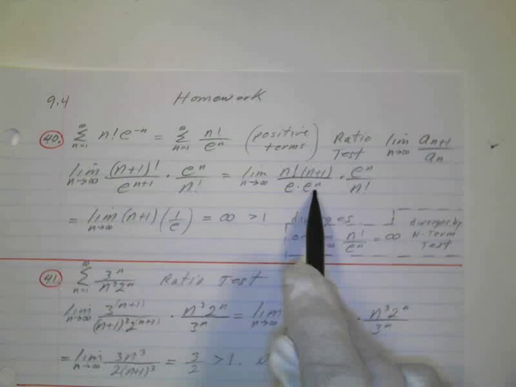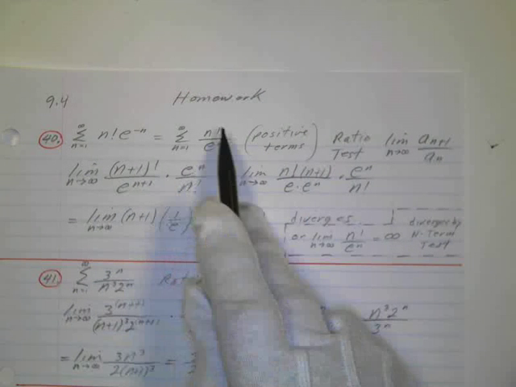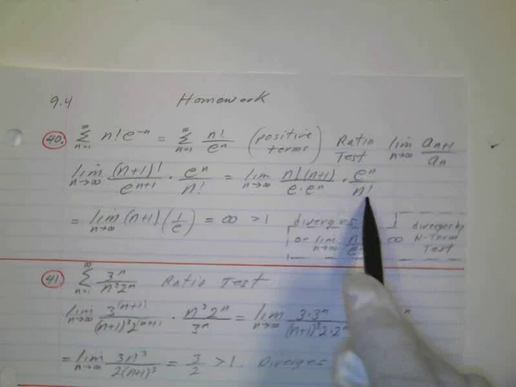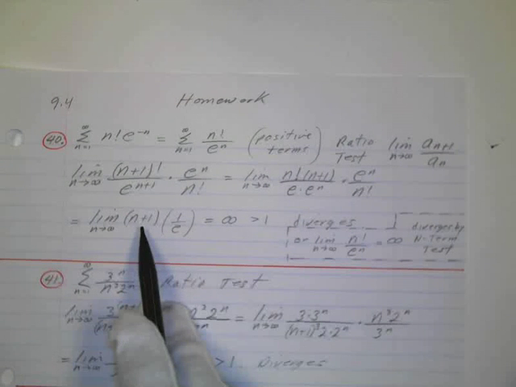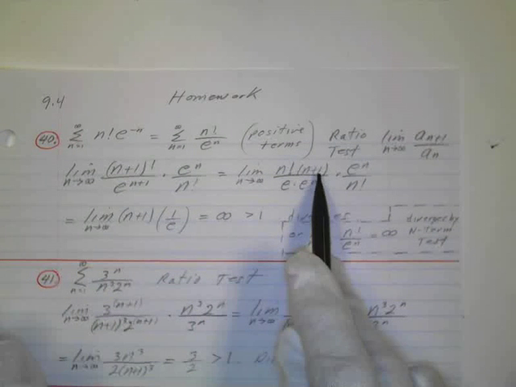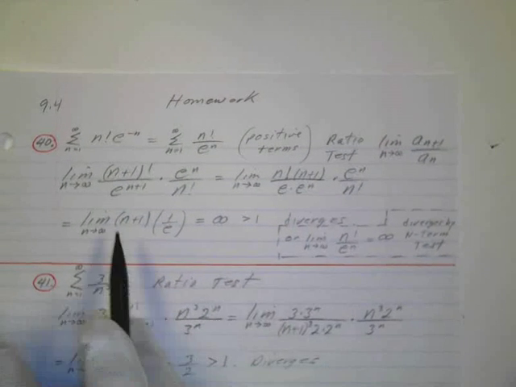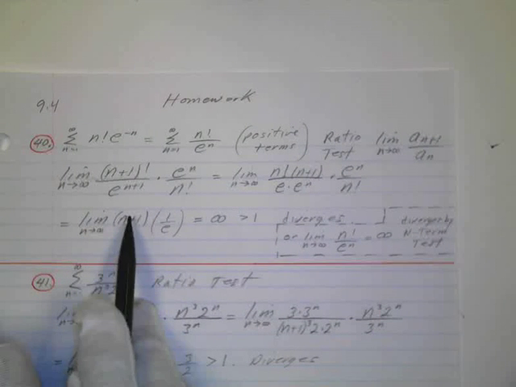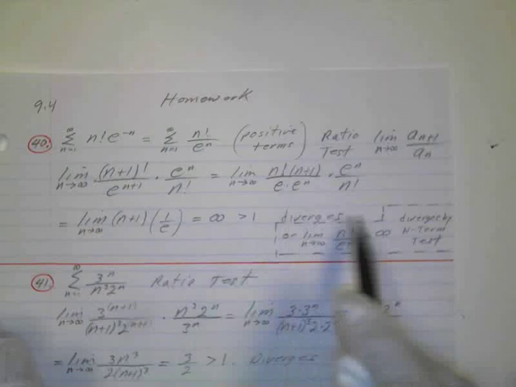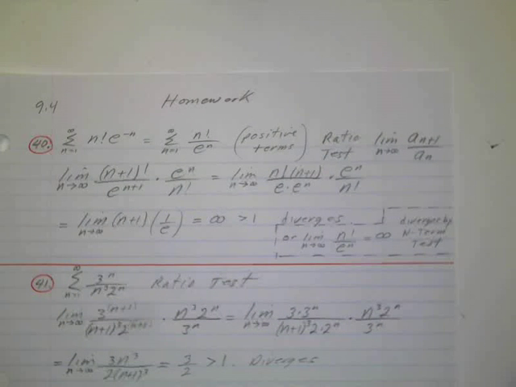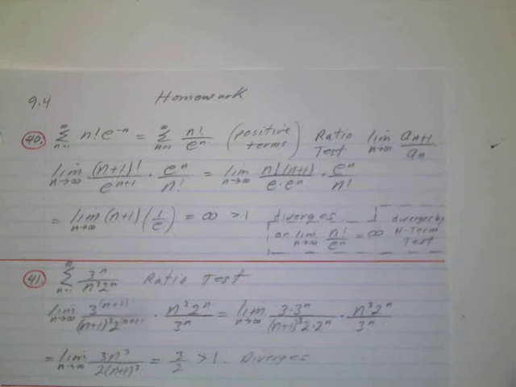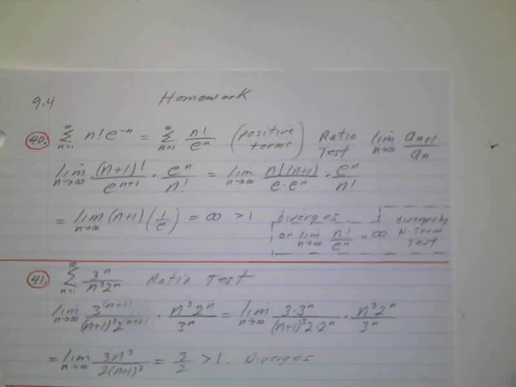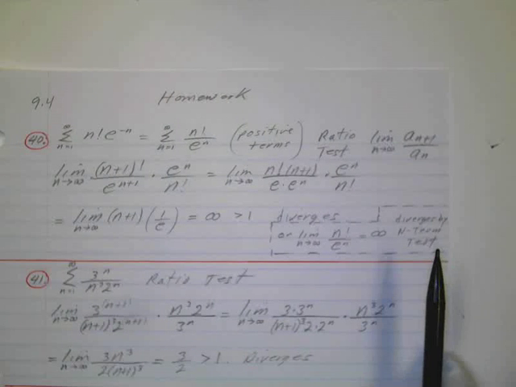And I can rewrite this as e times e to the n, and this is the inverse of that, so it's e to the n over n factorial. The n factorial cancels, these cancel, so I've got n plus 1 on the top, all times 1 over e. Well, if I take the limit as n approaches infinity, nothing's going to fix this up, so that's going to be infinity, which is greater than 1, so it diverges. Okay? So that was the ratio test.